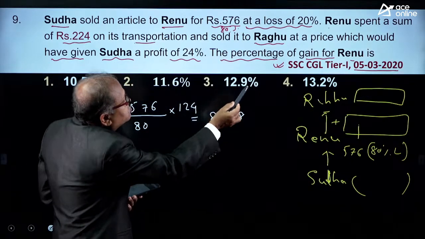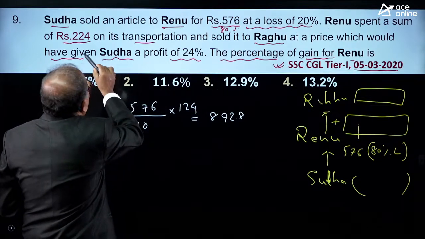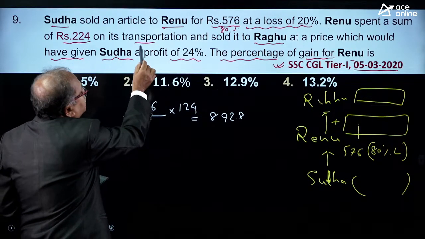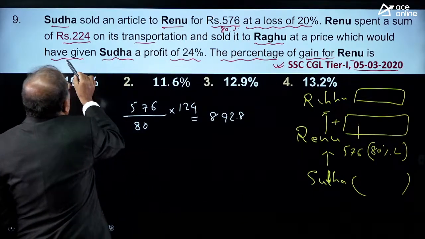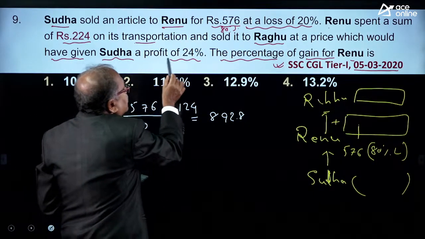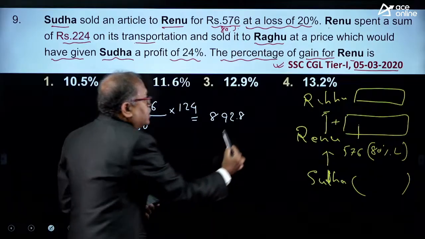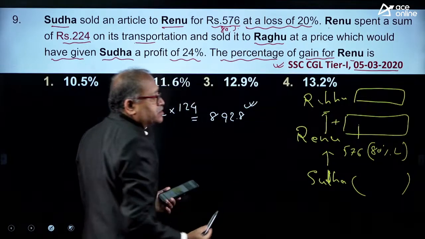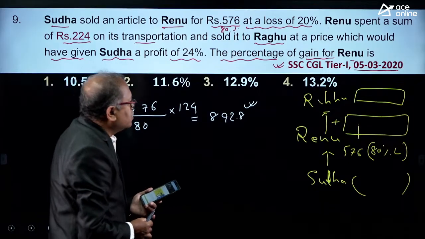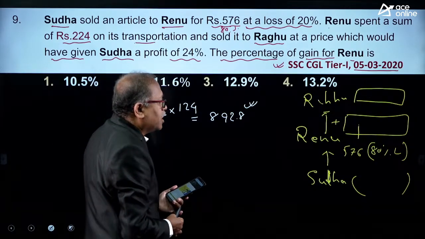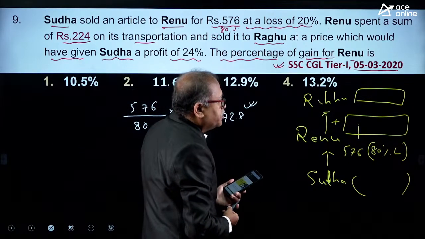So look at this one. Renu spends a sum of rupees 224 on transport and sold it to Raghu at a price which would have given Sudha a profit of 24%. So at this price, are we clear here? How much is getting added over here? 24% of this.